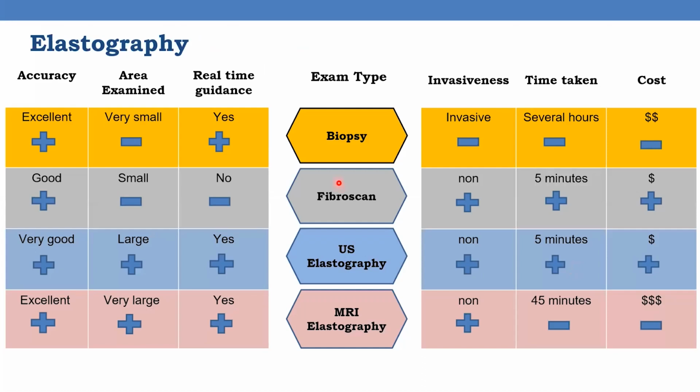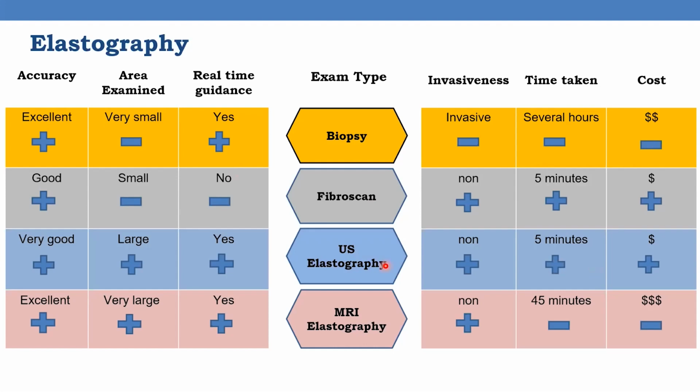Elastography use has increased lately and has been successful in staging and detecting fibrotic changes, and became comparable to biopsy. There are different versions of elastography, and on this slide we list some of the pros and cons of each version. So we can say that ultrasound elastography really exceeds other versions by its high accuracy and large area examined, and most importantly, the time taken, which is pretty short, about 5 minutes for the examination, and the low cost.